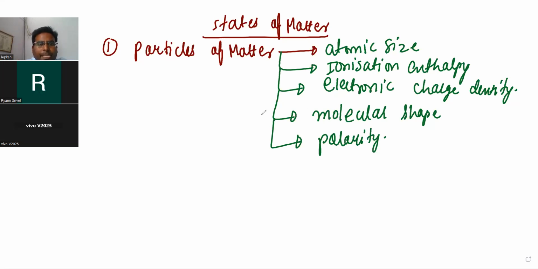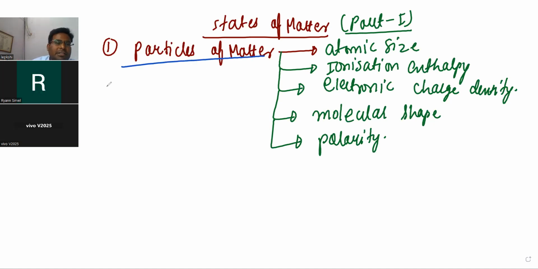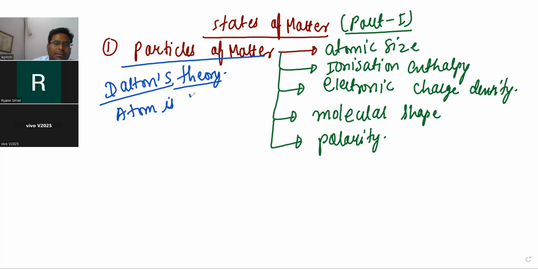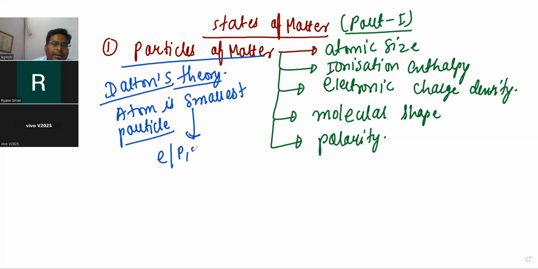So see here. We are studying about states of matter. Just now I have started. It is part 1. So these are the properties of particles, right? First, Dalton told that atom is the smallest particle. Dalton's theory, right? Atom is the smallest particle, right? And further it was discovered that it also contains electron, proton and neutron.